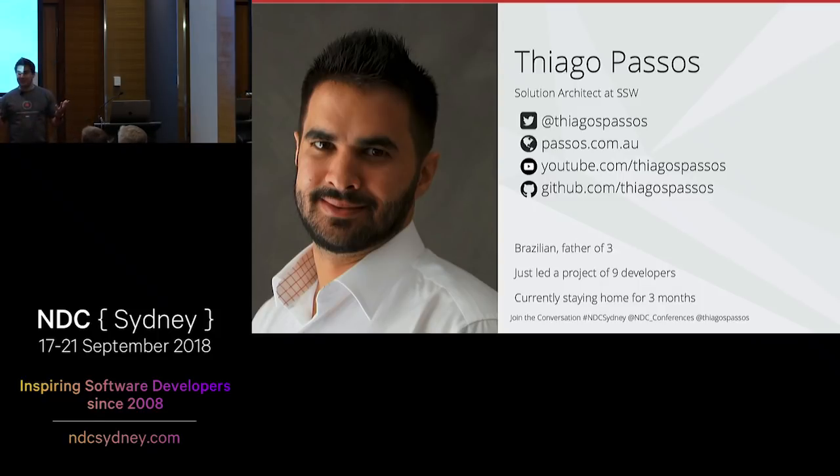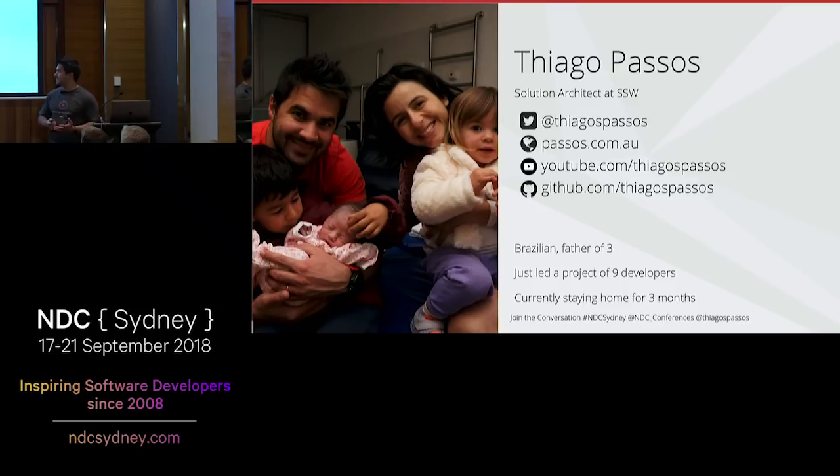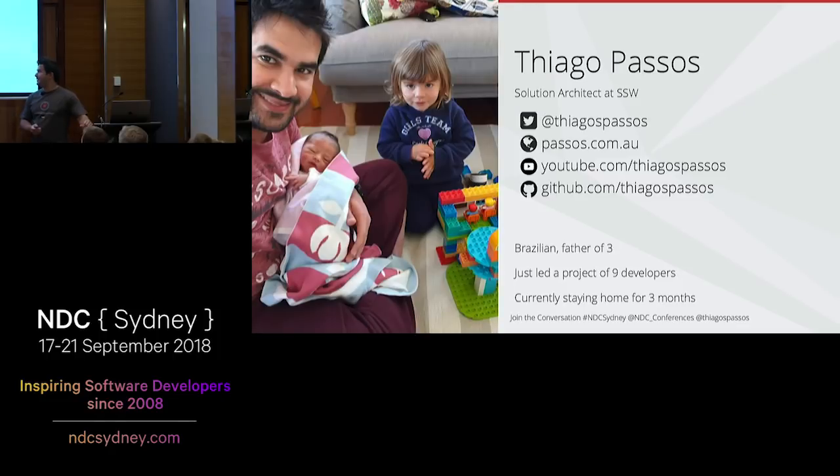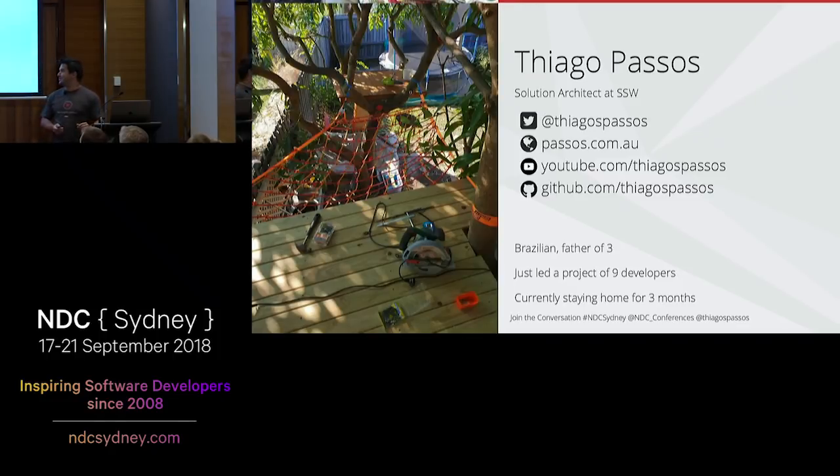I'm Brazilian, father of three, actually just turned three. So I've got a 2 months old at home. And I took the time to come here. So yeah, I just finished leading a project with 9 developers for a big company. And it was quite interesting as well. We just shipped to production. But I wasn't there because I was looking after my family. So I took 3 months off. So I'm 2 months in my off time. And my current job is playing Lego with my kids and building tree houses with safe equipment.